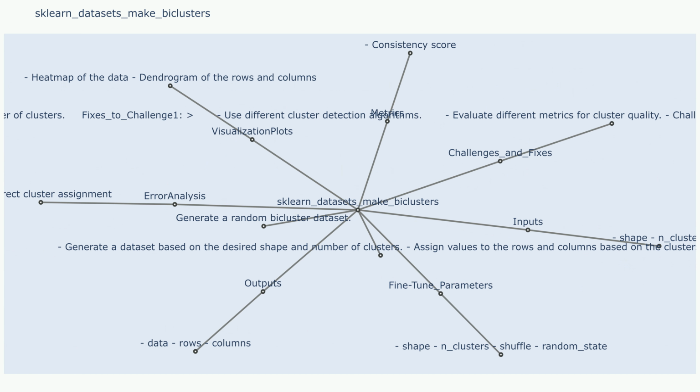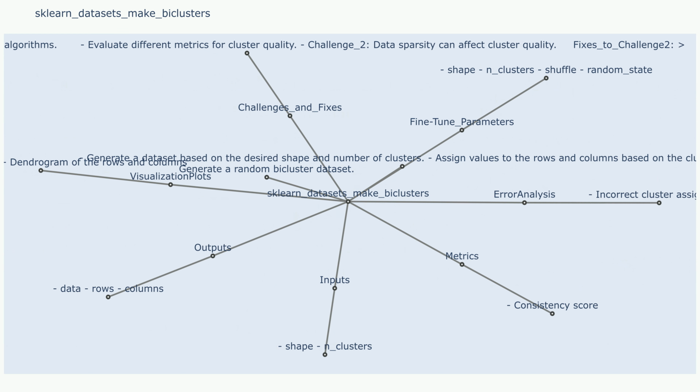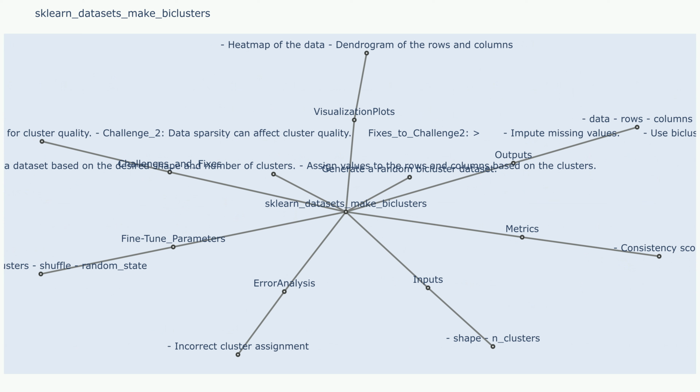Steps: the function first generates a matrix of random values with dimensions specified by the shape parameter. It then randomly selects n_clusters submatrices, biclusters, within the matrix. For each bicluster, a constant value is chosen randomly. This value is assigned to all the cells within the corresponding submatrix. If shuffle is true, the rows and columns of the dataset are randomly shuffled after the biclusters are created.